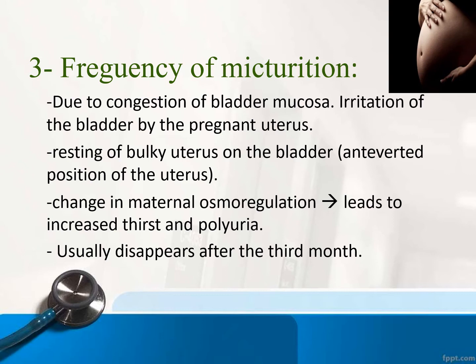Another reason is changes in the maternal osmoregulation that lead to polyuria, that is excessive urine production, and because of that the lady will get increased thirst also. This polyuria and frequency of micturition will disappear after the 3rd month, because by the 3rd month this anteverted uterus will become erect, that we have seen in the normal physiological changes during pregnancy. In case you have any doubt, you can see the previous video about the physiological changes during pregnancy.